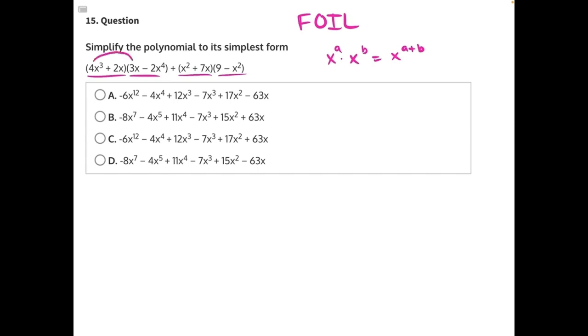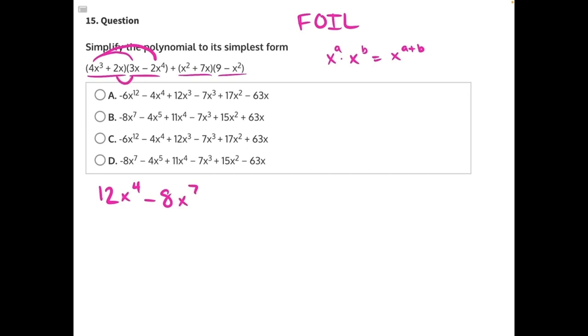We have 4x cubed times 3x. So let's do those coefficients first. 4 times 3 is 12, and then the variables. X to the 3 times x is x to the 4. Then we can do our outer terms. 4 times negative 2 is negative 8. X cubed times x to the 4 will be x to the 7.